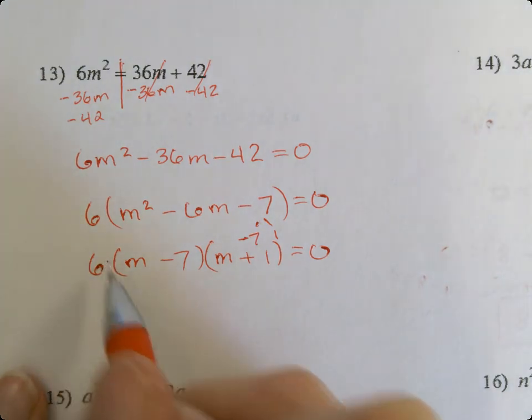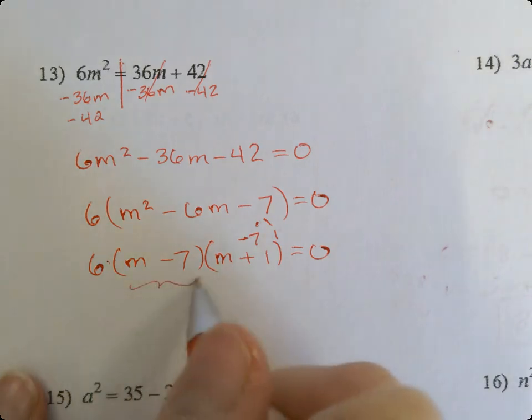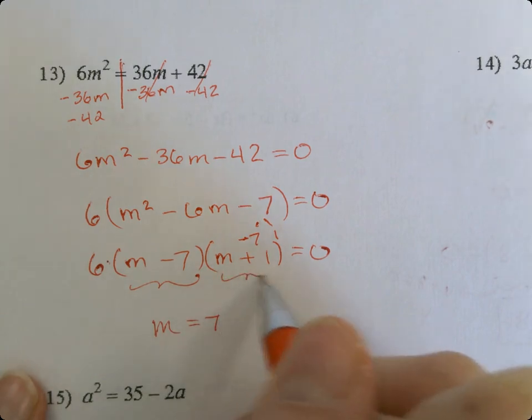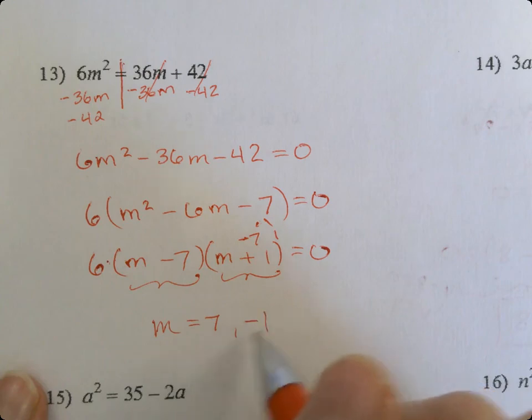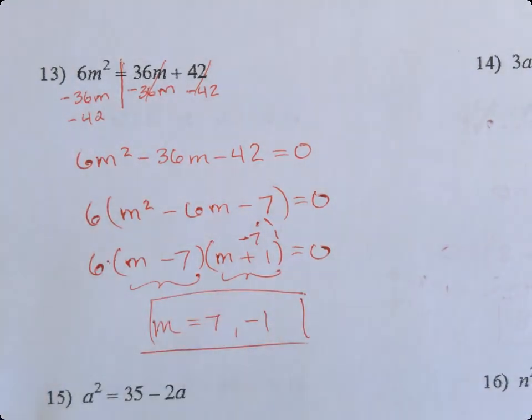Okay, you have 3 pieces. Will 6 ever be 0? Nope. Could this be 0? Yes, if m is 7. Could this be 0? If m is -1. Okay, well, I'm good if you're good.